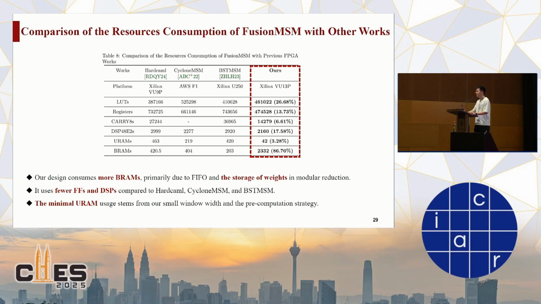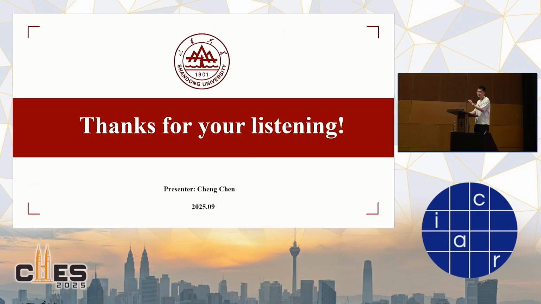And in this slide, we show the resource consumption of Fusion MSM and compare it with other designs. And obviously, it consumes fewer flip-flops and DSPs, and the minimum URAM usage stems from our small window width and the pre-computation strategy we adopt in the Pippenger algorithm. However, the RAM consumption is a little high because we need to store the weights and use them in the modular multiplication. And that's all, thanks for your attention.